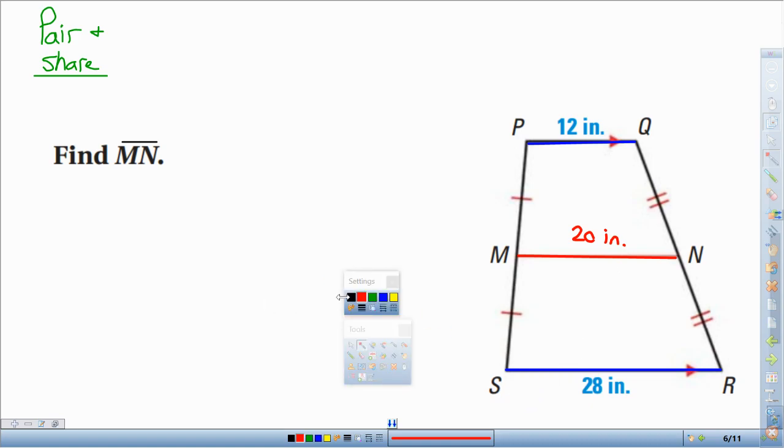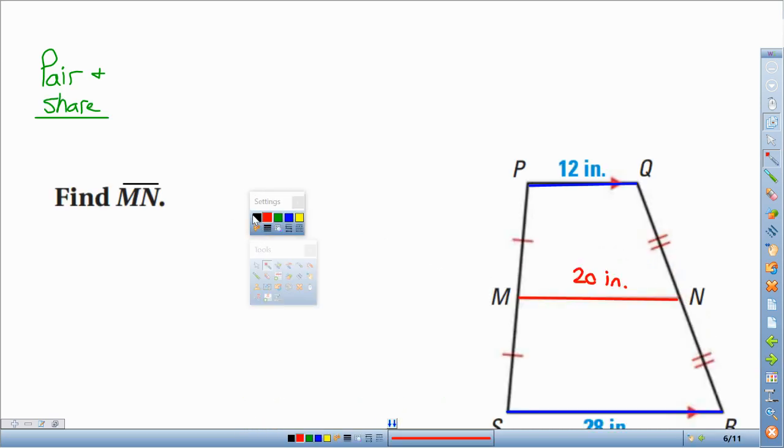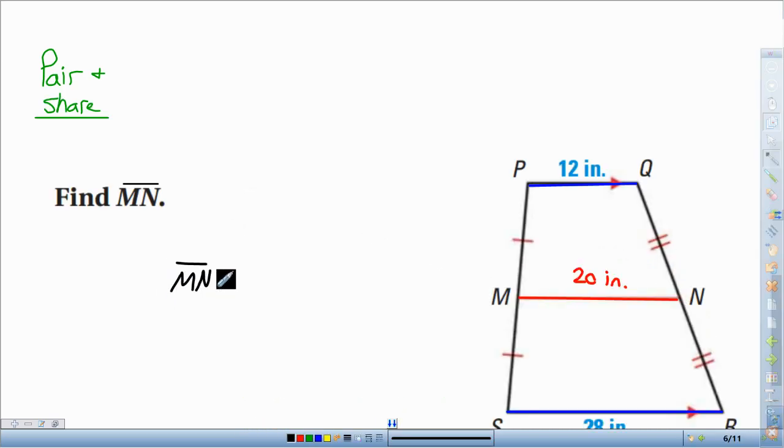If you wanted to show yourself in your notes what we did, basically we plug these into our formula. This is the math that we did in our head. We said MN equals 1/2 of our two bases added together, 12 plus 28. We added those together, we took 1/2 of it, and we got 20.